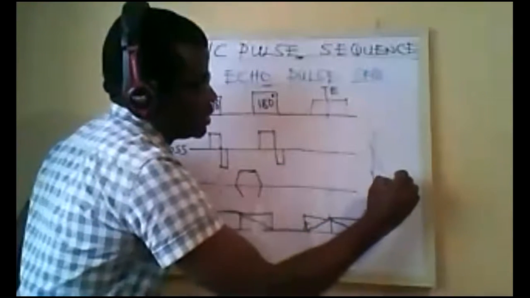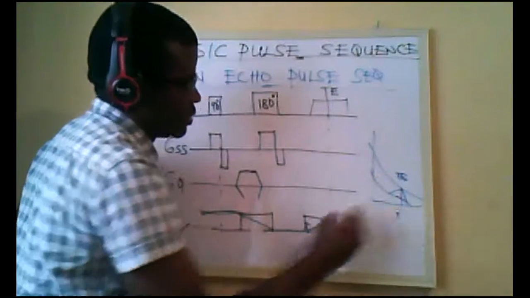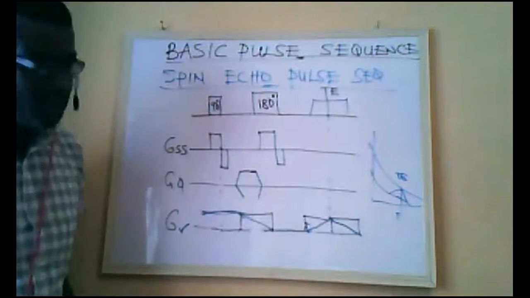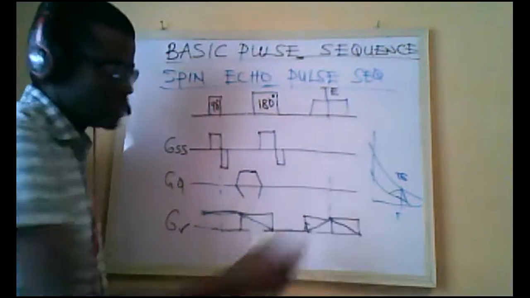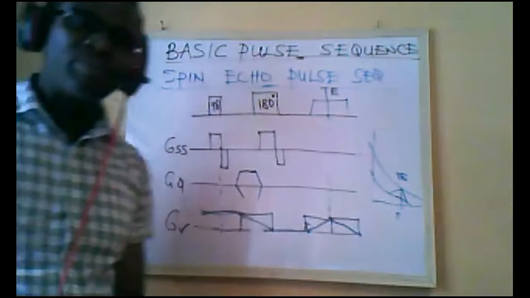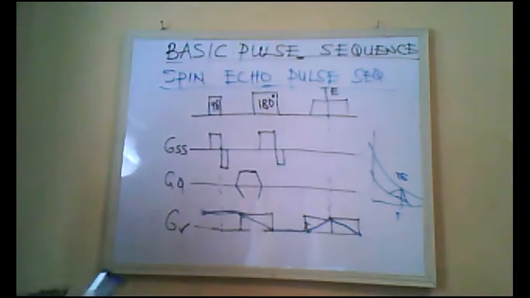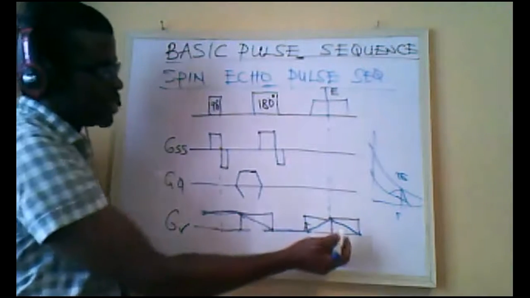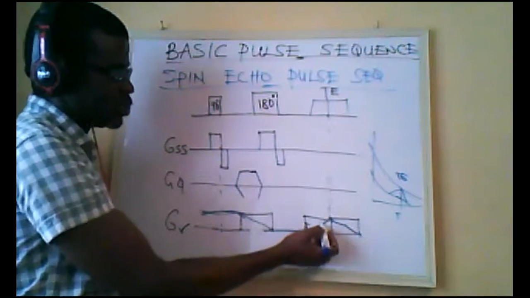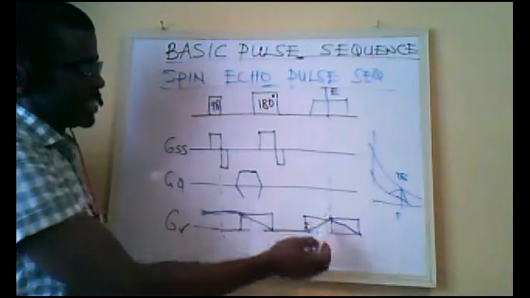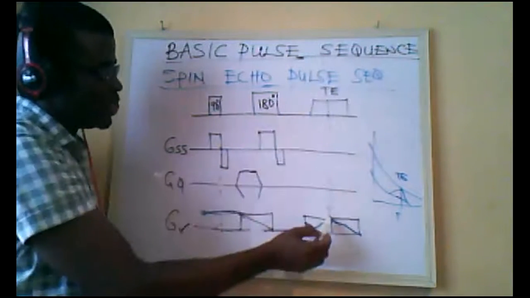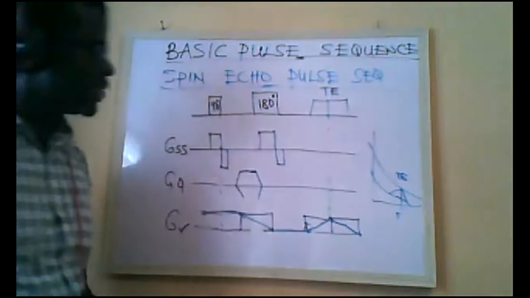This is TE. So this is our TE, the time at which the signal will be a maximum. This is at the point where we now acquire our signal. But we need to know this, that we can actually get the signal at any time. We can decide to acquire a signal at this point, or whatever. But it is best to have it exactly at the TE time so that we maximize our signal.